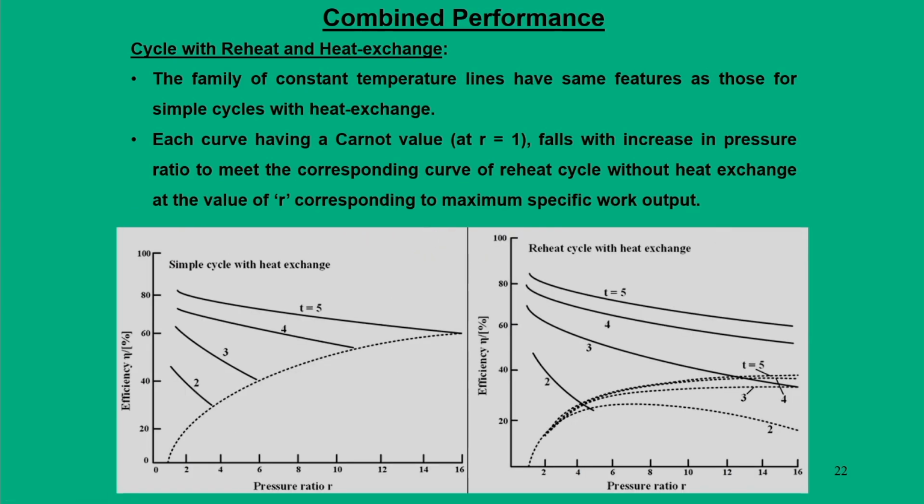Now, in another way we can represent the cycle with reheat and heat exchange in terms of efficiency and pressure ratio. So, when you say a simple cycle with heat exchange, as I mentioned in my previous lecture, if you have only a simple cycle, we can drop this dotted line curve, and here the efficiency is a function of pressure ratio. And these particular curves show that your efficiency is a function of temperature ratio as well as the pressure ratio.